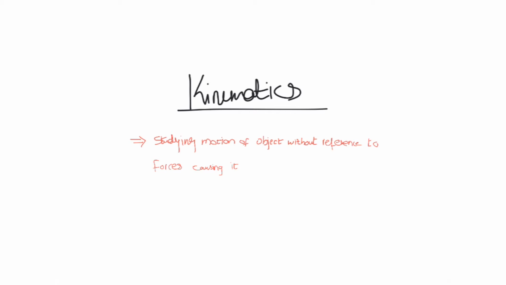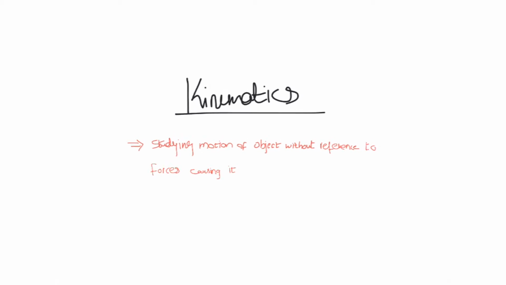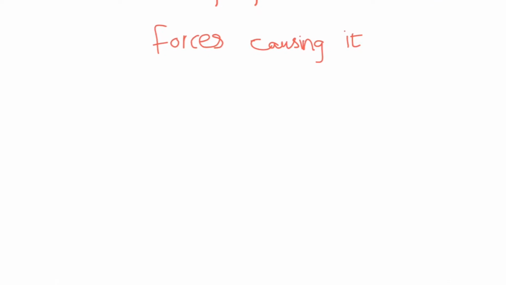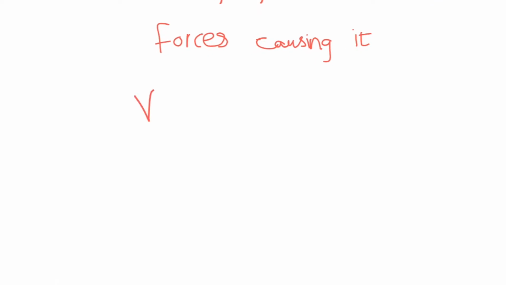Now kinematics is basically studying motion of an object without reference to the forces causing it. So here we're going to be talking about speed, velocity, distance and displacement. And before getting into the detail of the topic, I would like to talk about vector and scalar quantities as they are very important in this chapter.